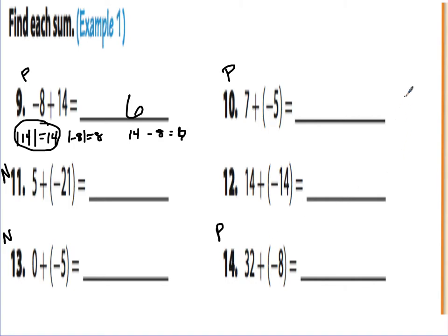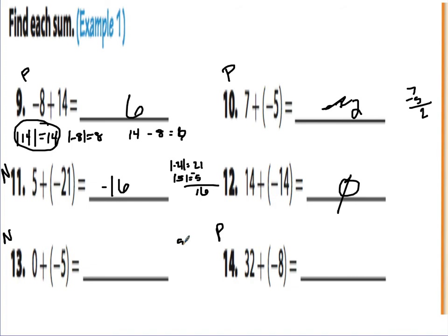Now go back and use subtraction and get your answer. So again, absolute values minus each other. Here's 2, so I get positive 2, because I said my answer would be positive. Here, the absolute value of negative 21 is 21. The absolute value of 5 is 5. Subtract those, I get 16. But since negative 21 has the larger absolute value, my answer is negative. Here it's 14 and negative 14, so my answer is 0.